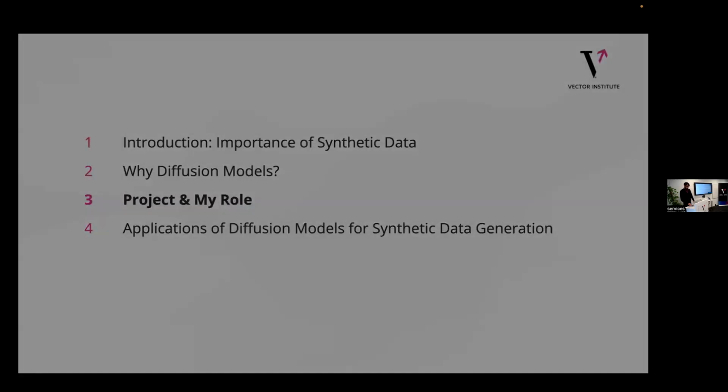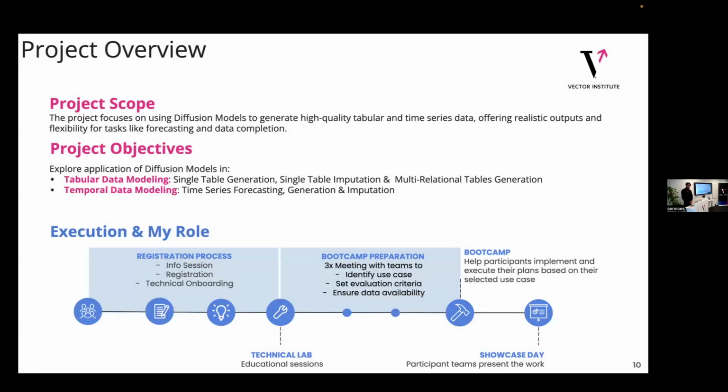So now going into a little bit of the project and my role. The project focused on time series and tabular data. So how do we leverage diffusion models to create synthetic data?